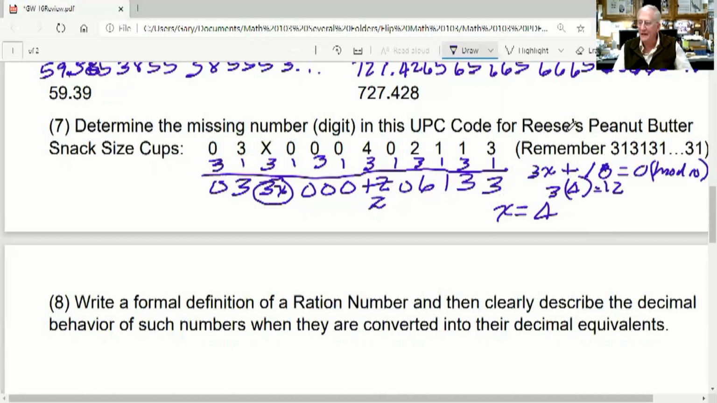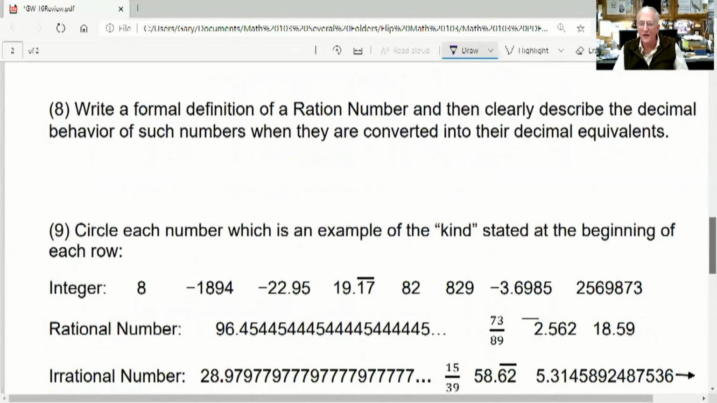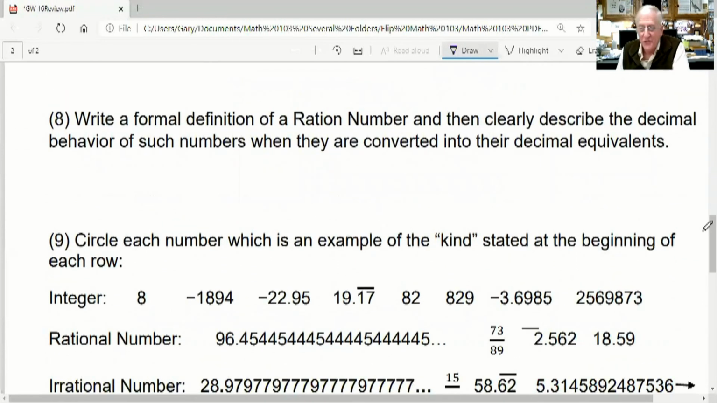Oh, I see in my next question I'm about to ask you that I have an error. It says write a formal definition of a rational number and then clearly describe the decimal behavior of such numbers when they are converted into their decimal equivalents. Well, this should say rational. There should be an L on the end there. Sorry. So obviously I screwed that up, but at any rate, let's keep going.